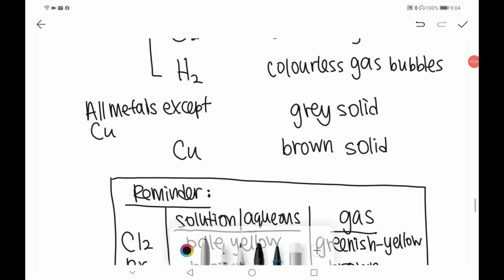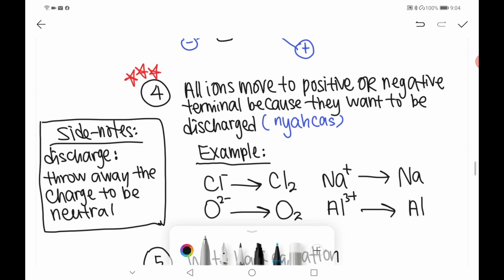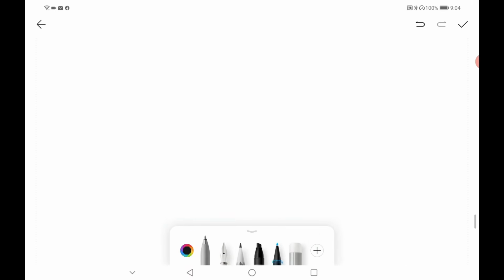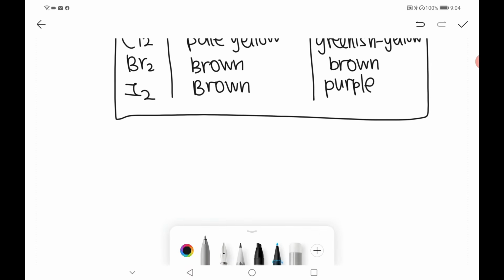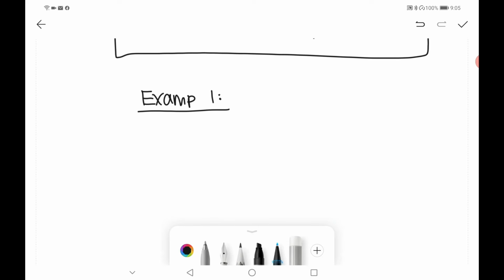Okay guys, I will use a few examples to cover the electrolysis of molten compounds. We'll do a few examples to cover all this strategy. Let me start with the first example, example number 1. We will have this diagram. Let me write it first.